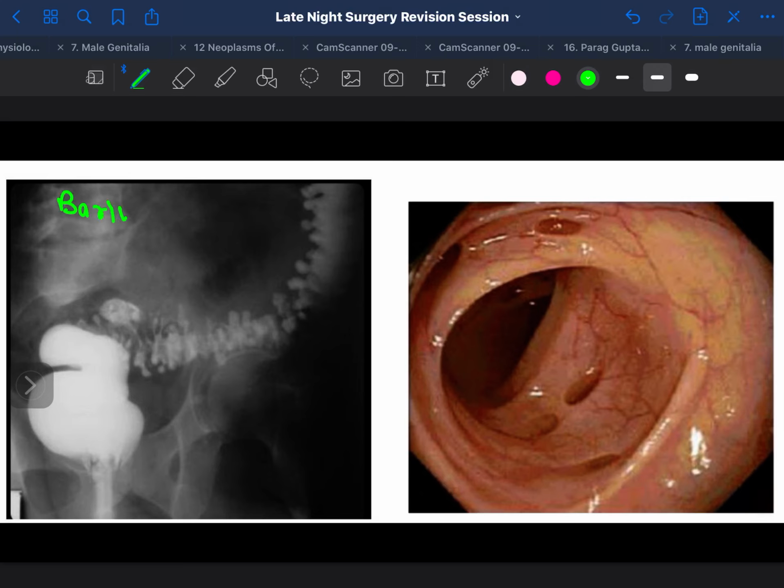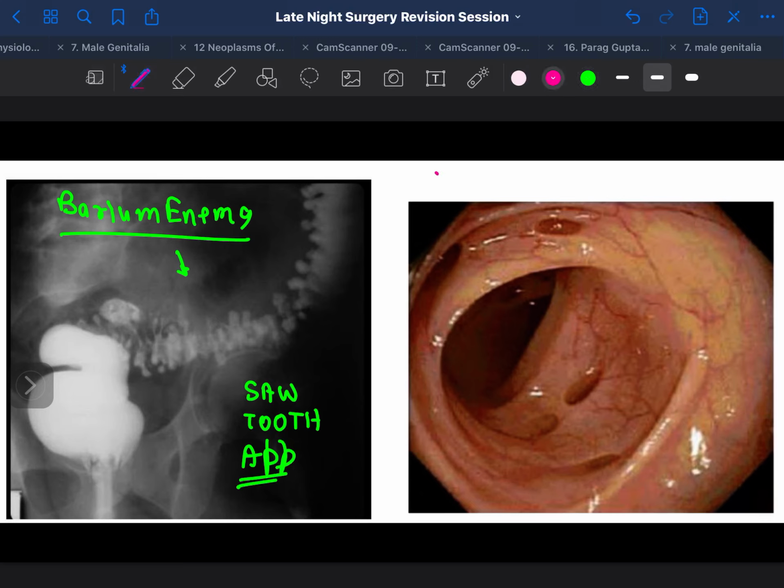When you did, let's say, a barium enema in this particular patient, what did you find? You find an appearance like this. What is it? It is called a sawtooth appearance. This is a sawtooth appearance which you are getting, and then you ended up performing a colonoscopy. In the colonoscopy, you were able to find these kind of defects in the intestinal wall from where maybe the diverticular bleed has occurred or something like that. Okay, I hope you understand my point.